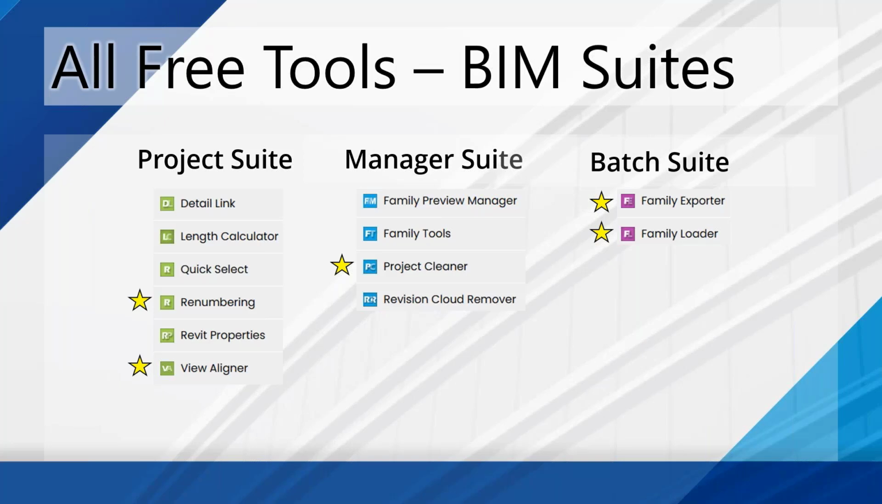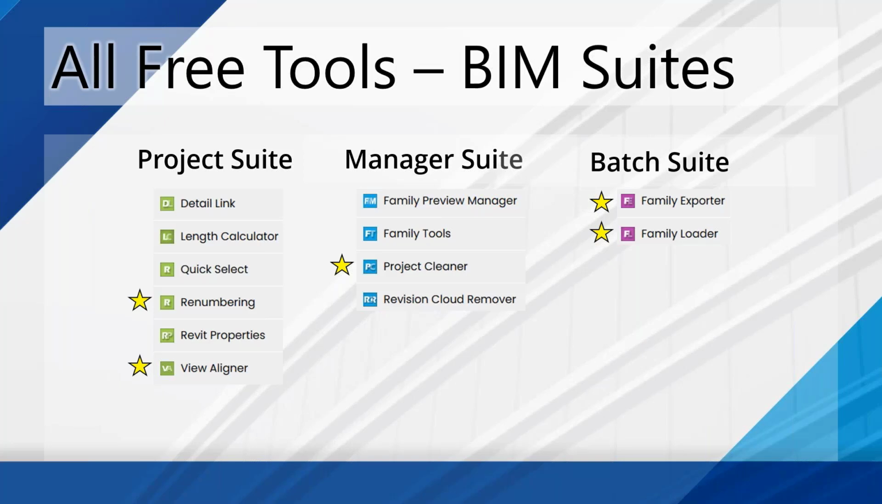But just real quick on some of the other ones, we're not going to demonstrate these, but I just want to quickly highlight key features. Detail Link batch imports CAD files into drafting views in your Revit projects. Great for doing real quick, just need details from my CAD library. Or if you're going to begin the process of creating a detail library in Revit and you want to Revitize your CAD stuff. Length Calculator is great at getting you total length of selection within MEP systems.